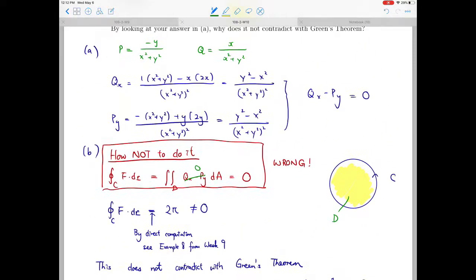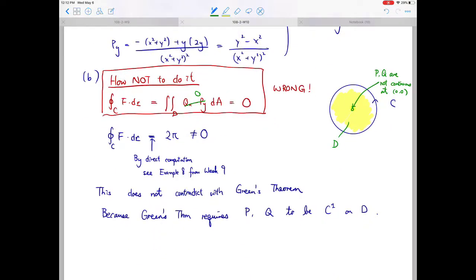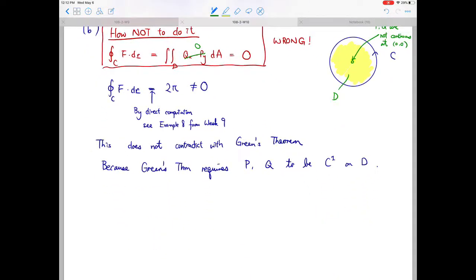But look at my function. P and Q have a denominator. And clearly, not even talking about differentiability, they are not even continuous there at the origin, because at the origin it will explode. So P and Q are not continuous at the origin. The origin is a point inside the disk, so that's why you cannot apply Green's theorem.